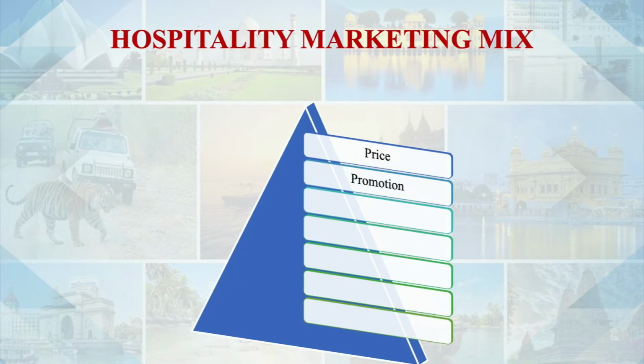So now the next thing that we are going to talk about is the hospitality marketing mix, which is the most important thing in doing marketing for any business organization. So basically, if you are talking about the hospitality marketing mix, in traditional marketing only 4 P's are there, whereas in service marketing we can see there are 7 P's: price, promotion, physical evidence, people, product, process and place. These are the 7 P's which are usually found in the hospitality marketing mix.